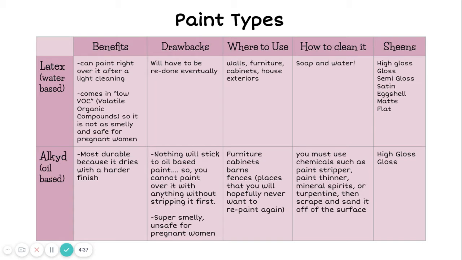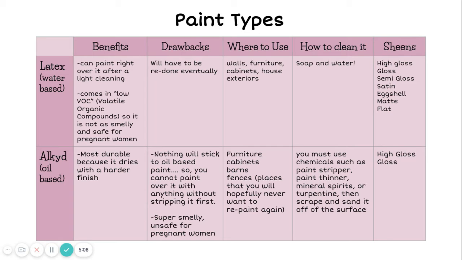A drawback of latex paint is it'll have to be redone eventually, meaning it's a little bit less durable. I mean, if you just brush up against it, it's not going to peel off or anything. But over time, life happens. Scuffs happen on the walls, scuffs happen on furniture. Things just get used. So eventually it'll probably have to be redone, which is just normal. It's fine. You're probably going to want to change by that point anyways.